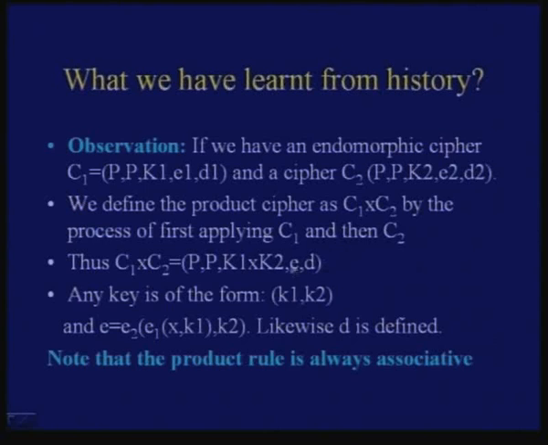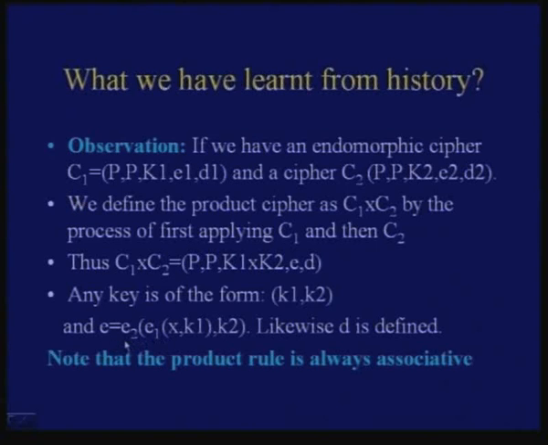So, you see C1 cross C2 I would define as P cross P because it is still endomorphic. You see why it is endomorphic? Because repeated application also still keeps its endomorphic property, right. But your key set is the Cartesian product of K1 and K2, that is K1 cross K2. And you have got the corresponding encryption function E and decryption function D. So, any key I can write in the form of an ordered pair K1 comma K2. I can form ordered pairs like that, right.